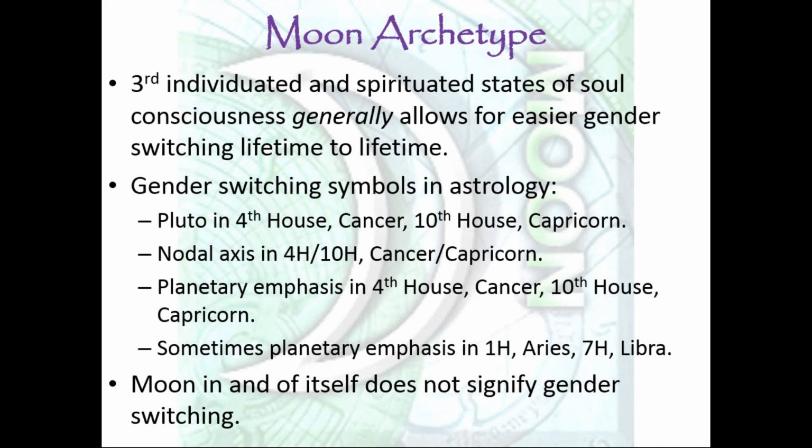When we get to souls that are third individuated and then moving through the spirituated states of soul consciousness, it is generally easier to do gender switching from lifetime to lifetime. In other words, it's like, well, I need to have a lifetime in this gender, need to have 2 lifetimes in that one. Oh, now I need to go back to this one. It gets easier and easier to go back and forth.